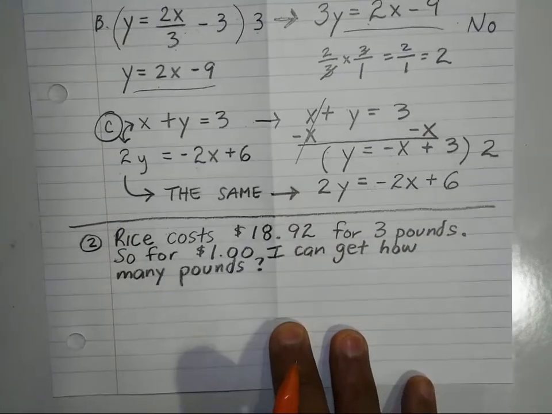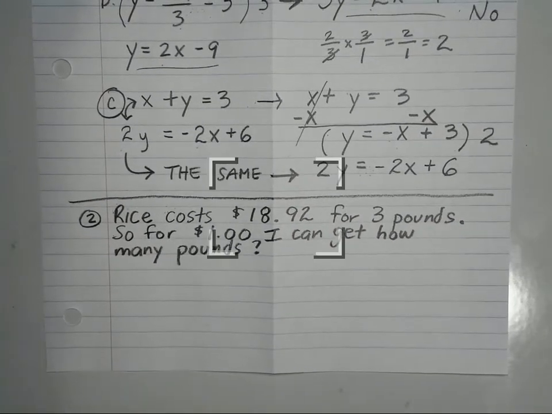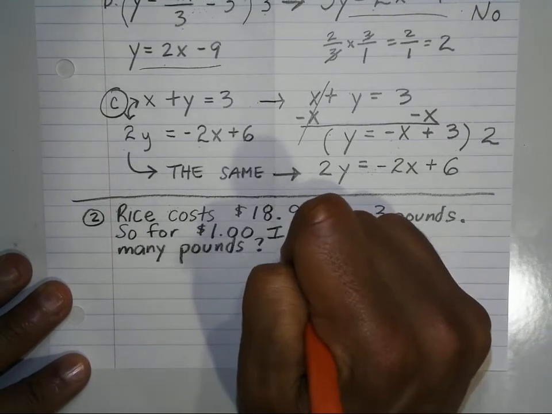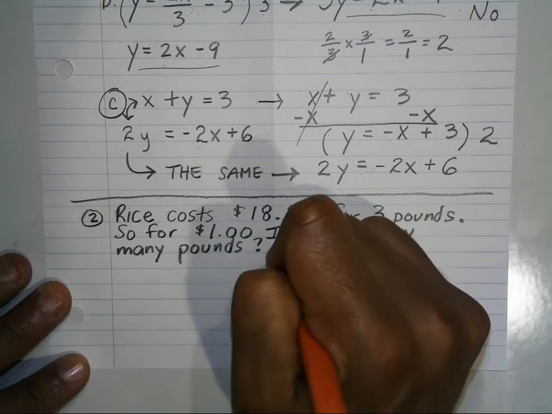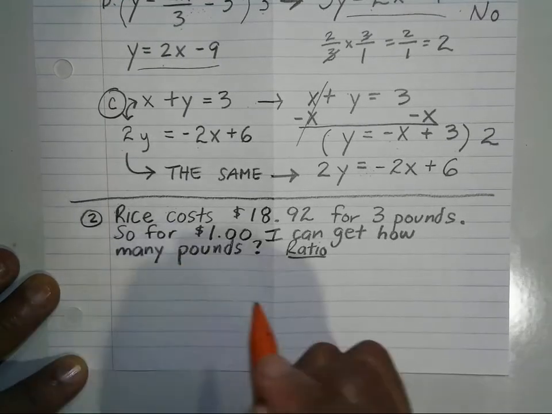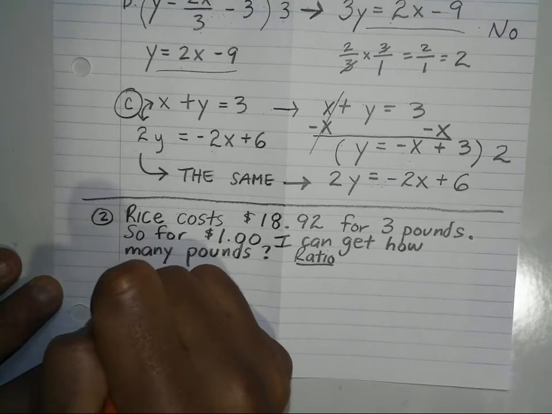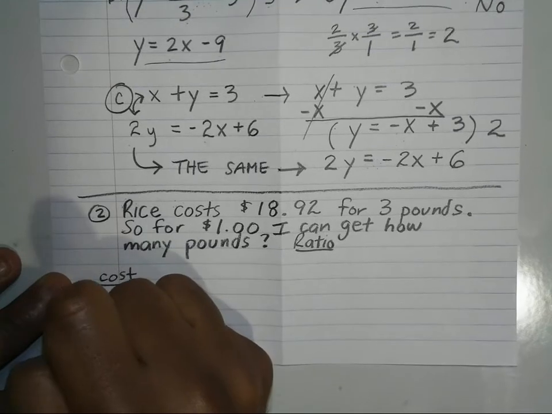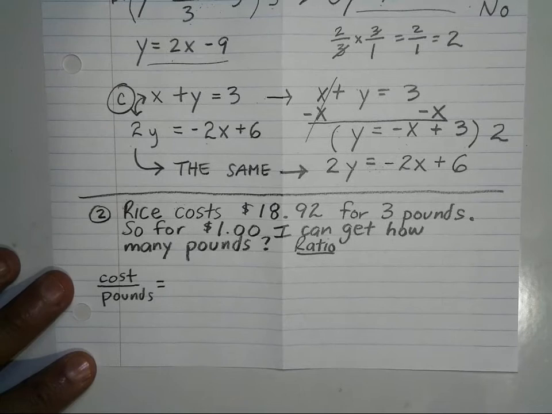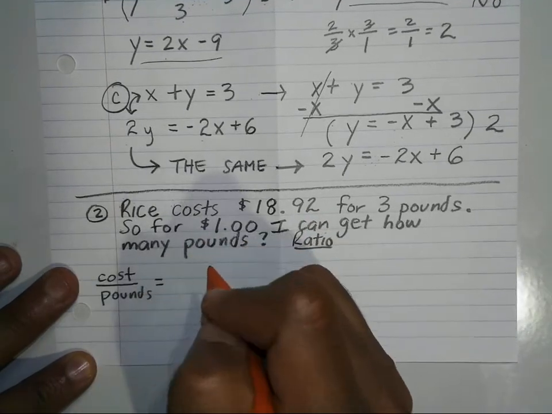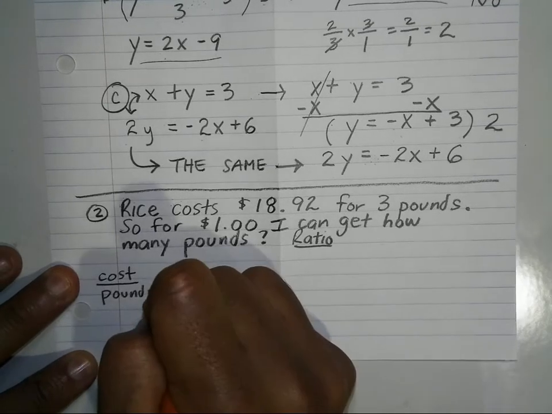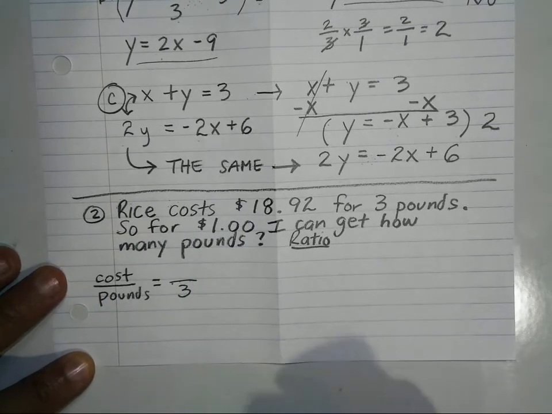Alright, so you're gonna have to make a ratio. We're gonna have to do a ratio. So we're gonna have to do cost over pounds. Okay, so it cost $18.92 for 3 pounds.